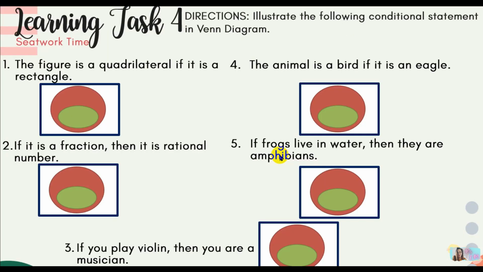Okay, so now you can try this activity. You have to illustrate the following conditional statements in Venn diagram. Just remember, the inner oval will have the hypothesis and the outer oval will have the conclusion. So pause this video for a while, copy the given conditional statements, and illustrate them into Venn diagram.